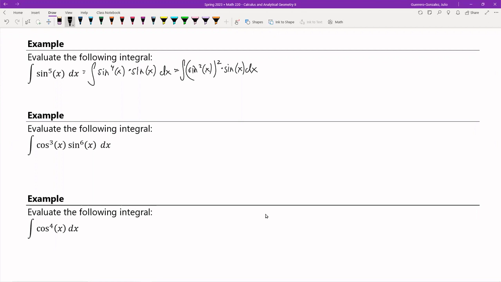Here's what I mean by using your trig identities. Sine squared, using our trig identity, is 1 minus cosine squared of x, and that's squared, times sine of x dx. I haven't done anything special yet, I haven't taken the integral yet. Now I'm going to distribute out the 1 minus cosine squared x quantity squared, and when I do, I'm going to get this.